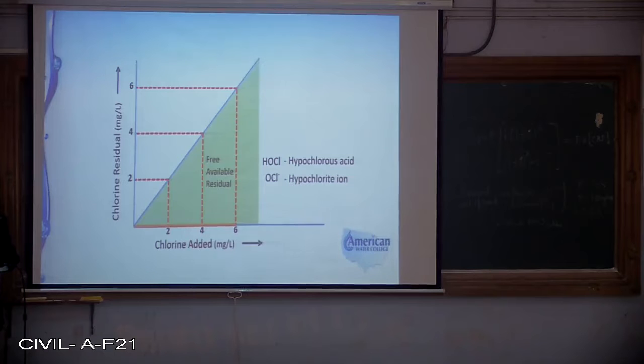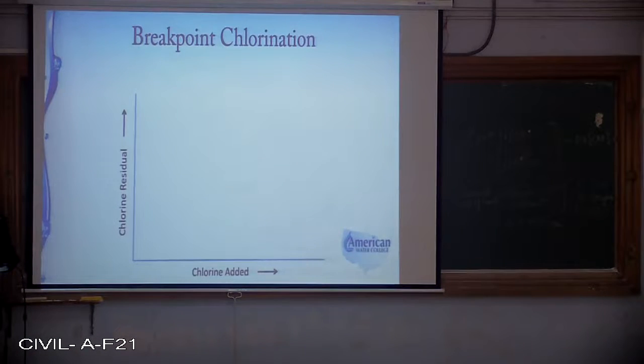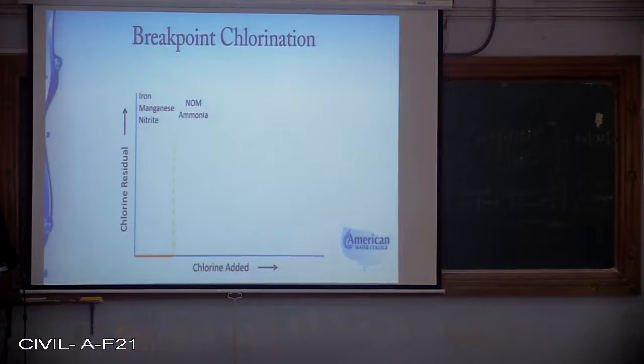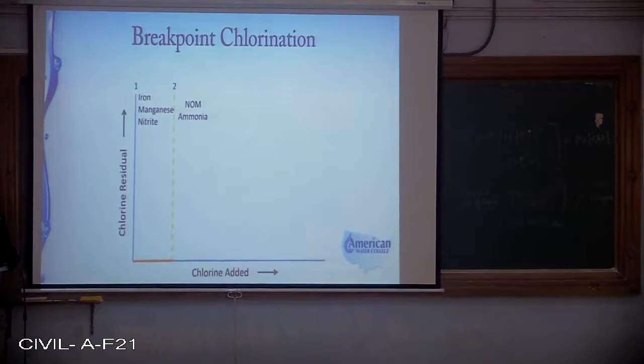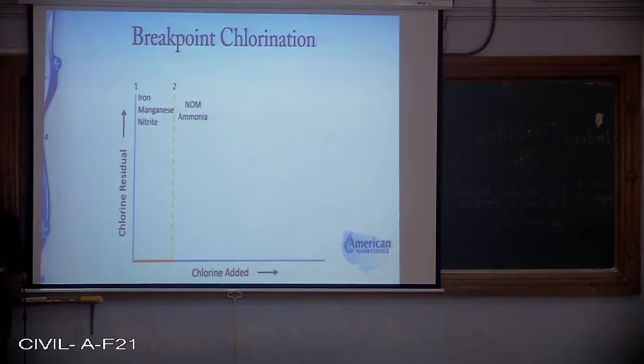Well, that's a great theory, but what happens when we add this same chlorine to groundwater or surface water that has these impurities in them, such as iron, manganese, nitrite, or even ammonia, that's the result of decaying natural organic matter that's in the surface water source? Well, let's take a look and see. As we begin to add our chlorine, like we saw earlier on our breakpoint chlorination curve, between points 1 and 2, we have iron and manganese, nitrite, sulfides, and other reducing compounds, so we have no residual.